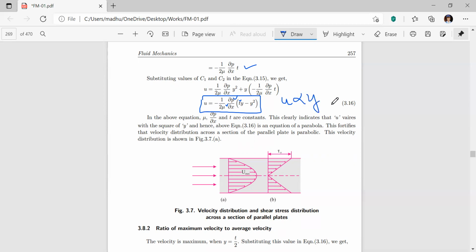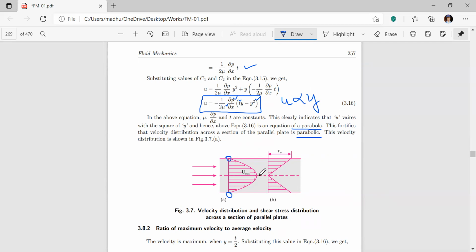That is nothing but the velocity varies with respect to y. Here the velocity varies with a square of y, because there is a square, and the above equation is known as the equation of a parabola, because as per the following figure, the velocity distribution across the section of parallel plates is parabolic. So this is the velocity distribution figure. As you can see, the velocity at the walls is zero.